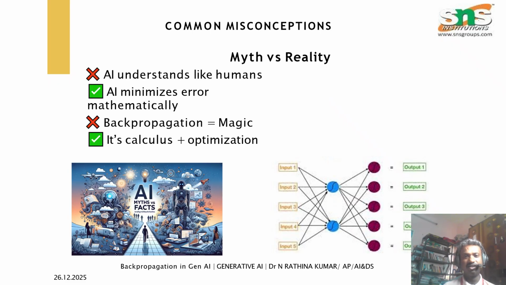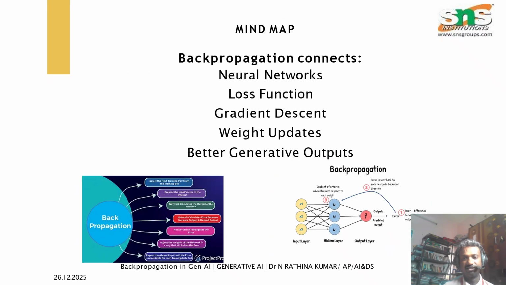These are some common misassumptions when we learn this particular concept: myths versus reality. Does AI understand like humans? No, AI minimizes the errors mathematically. That is important. In general, backpropagation connects neural networks, loss function, gradient descent, weight updates, and better generative output. These are the points that we have to remember.